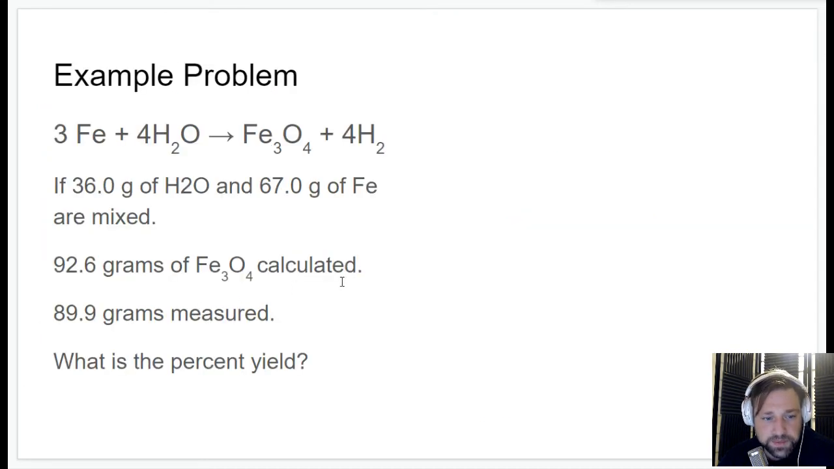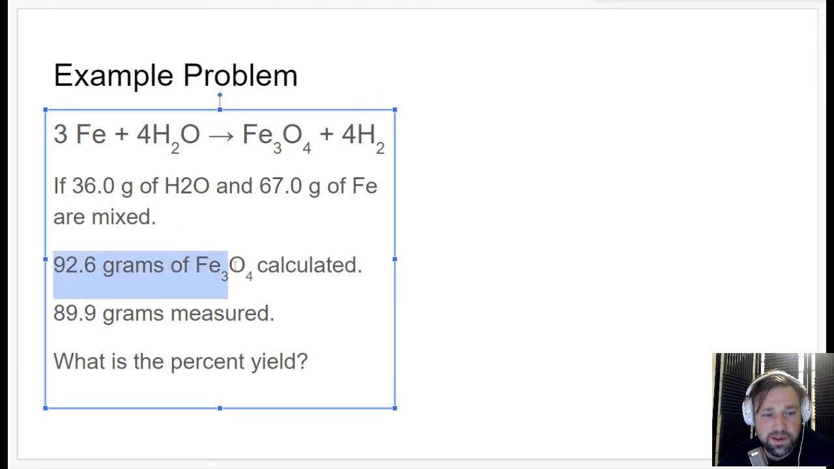All right. So here we go. This is pretty easy. You have all of this stuff. You know that you have 92.6 grams of iron oxide calculated. This is what you should have gotten. But whenever you actually do the experiment, or actually go through the reaction, and you weigh the product, you only get 89.9 grams.